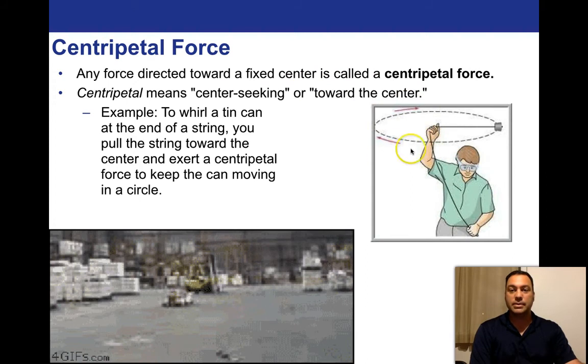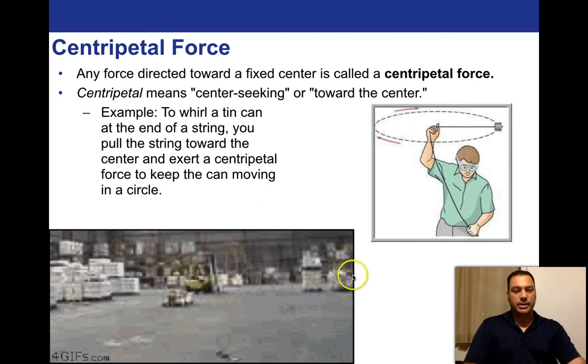So as this man is spinning this thing above his head, there's tension on this cable that prevents it from flying off. That tension is centripetal force. So centripetal means center seeking or toward the center. For example, to whirl a tin can at the end of a string, you pull the string towards the center and exert a centripetal force to keep the can moving in a circle. So if he was to let go, he would lose the centripetal force and the can would go off in a different direction, according to Newton's first, second, and third laws, actually.